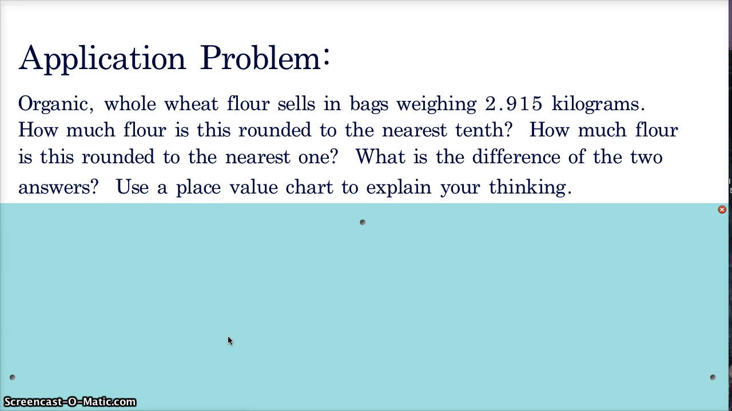So there's three different numbers, three different answers that it's looking for. In a word problem, the first thing you want to do is identify the important parts. So this number is important, and then the questions: rounding to the nearest tenth, rounding to the nearest one, and then finally, what's the difference? So there's three answers I'm going to be looking for in this.